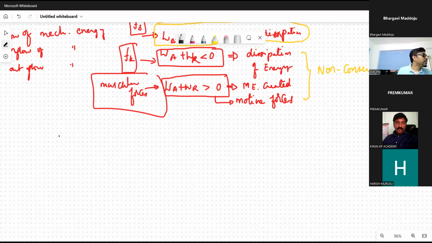I'll take one more case. Another example I'll consider. Let's say you have a block of mass M, and then there's a spring connected to it. I just want to take spring force because spring force is a variable force. Dealing with variable forces is generally difficult.